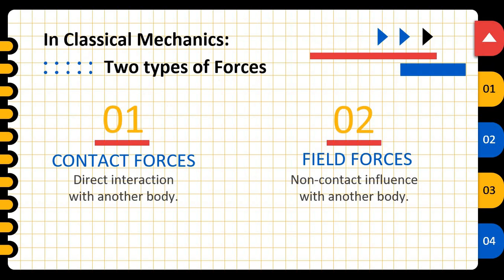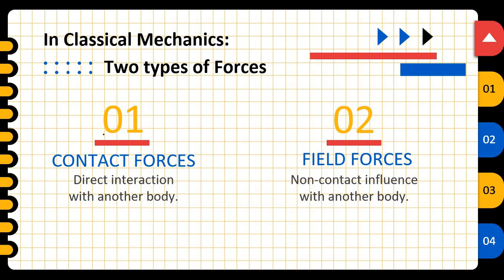So according to classical mechanics, there are two types of forces. One is a contact force and the other is a field force. So for contact forces, it is characterized by direct interaction with another body. So let's say, for example, you are currently taking down notes from this video. So your body is in a direct interaction with the body of the pen. So that is a great example of a contact force.